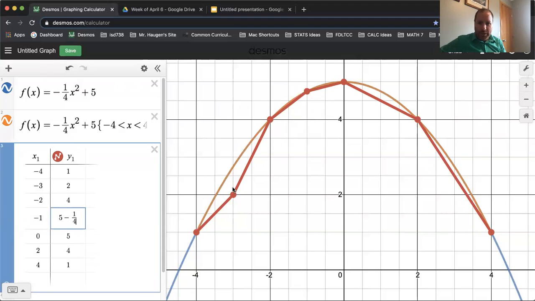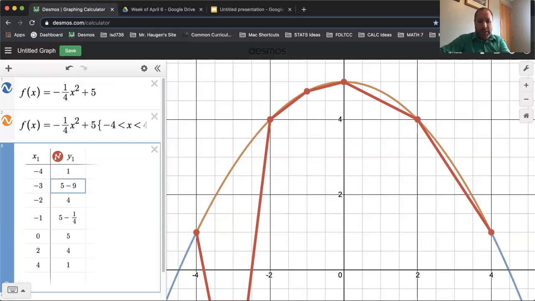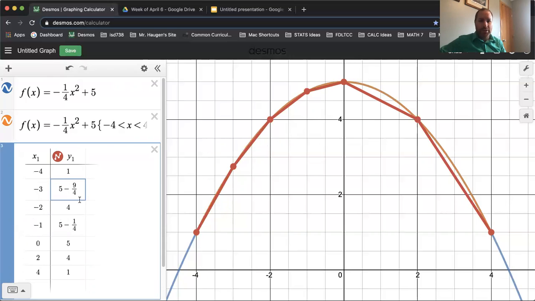Where did we put this? -3. Oh boy, let's see. Let's just make that one 5 -9/4. So I'll type it in just like the equation there. And again, we could keep breaking that. We could do that on this side too, but we can see it starts to get more and more accurate as we go through those points.